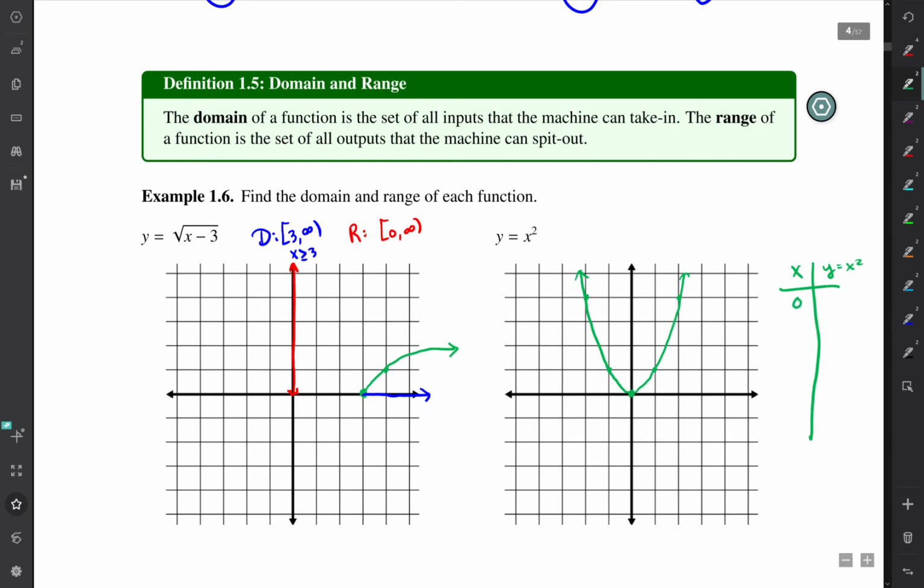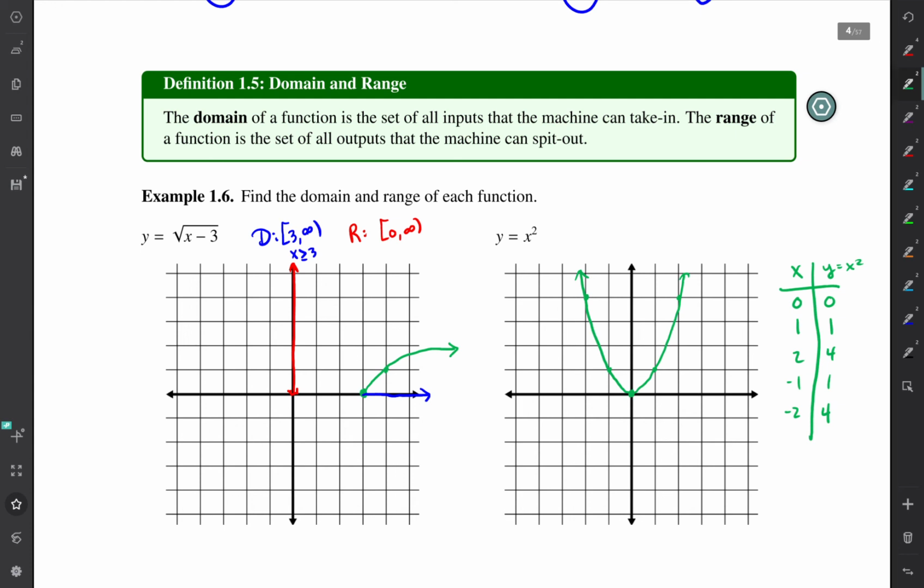So if you plug in 0, you get 0 squared is 0. If you plug in 1, you get 1 squared is 1. 2, 2 squared is 4. Negative 1, negative 1 squared is positive 1. Negative 2 squared is positive 4. If you plug in negative 3, you'll get 9. If you plug in 3, you'll get 9, and so on.